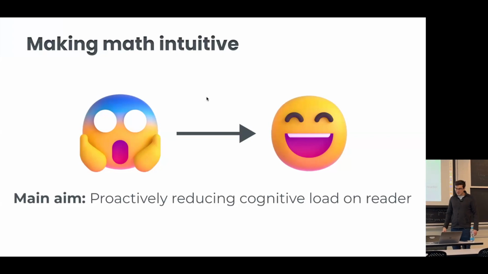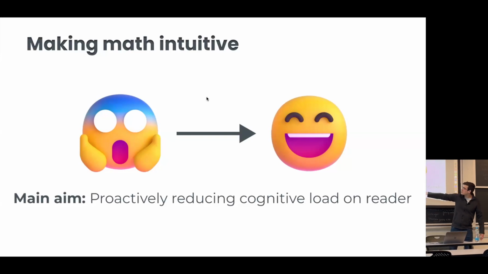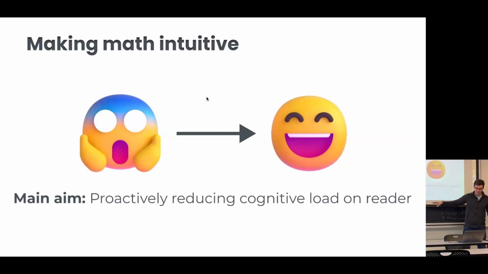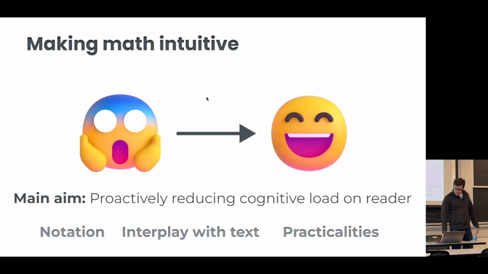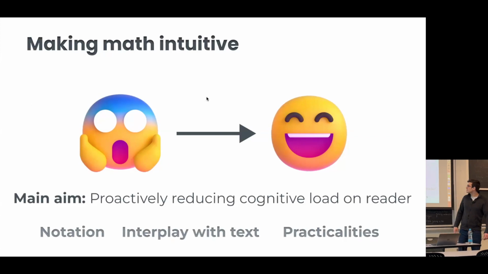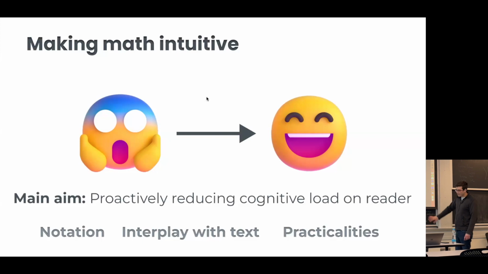But ultimately, the way you read the things you wrote is very different from the way that other people will read those things. Putting yourself in other people's shoes is where the proactively really comes in. And I'll give some examples of that a bit later. But anyway, for this part, I'm going to break it down into 3 different subsections. First is notation. The second one is how math interplays with text. And the final one is going to be some general practicalities.